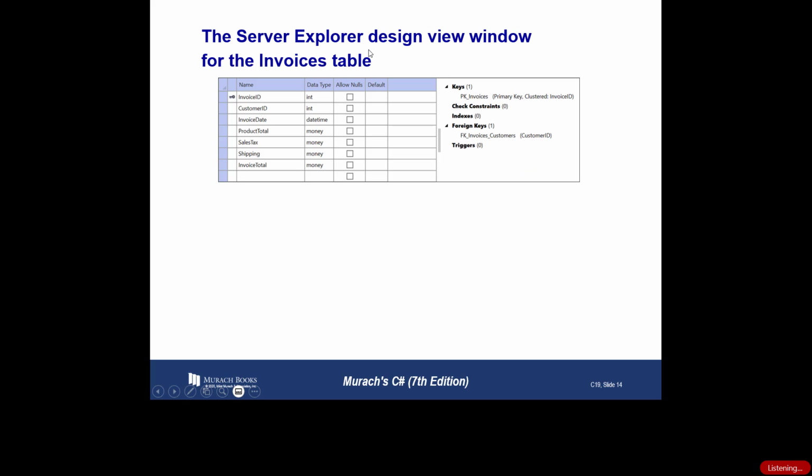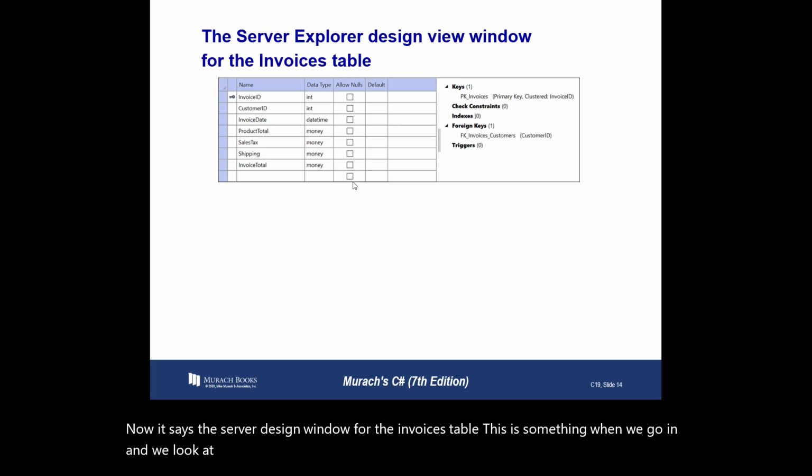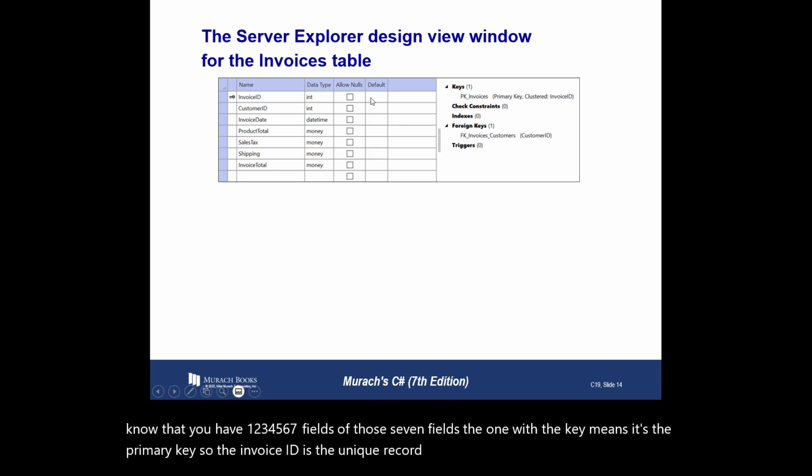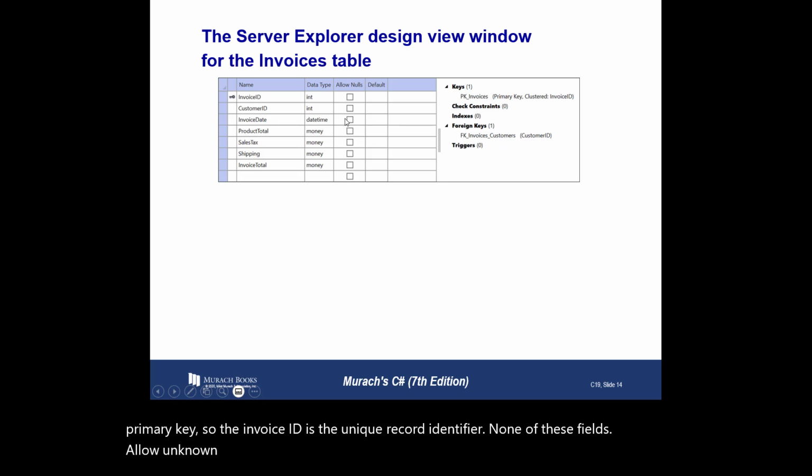Now it says the server design window for the invoices table. When we go in and look at this, in SQL Server, it's letting you know that you have 7 fields. Of those 7 fields, the one with the key means it's the primary key. So the invoice ID is the unique record identifier. None of these fields allow unknown or null values. None of these fields have default values.